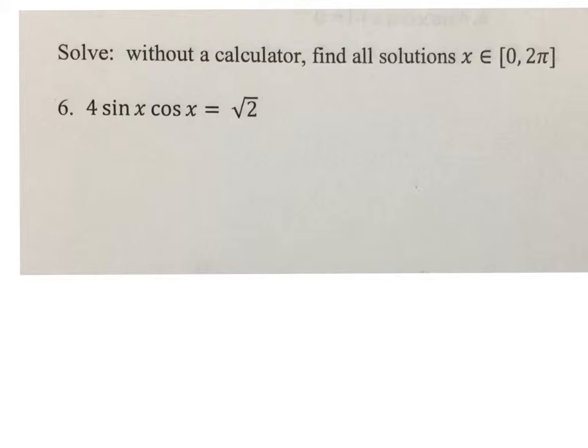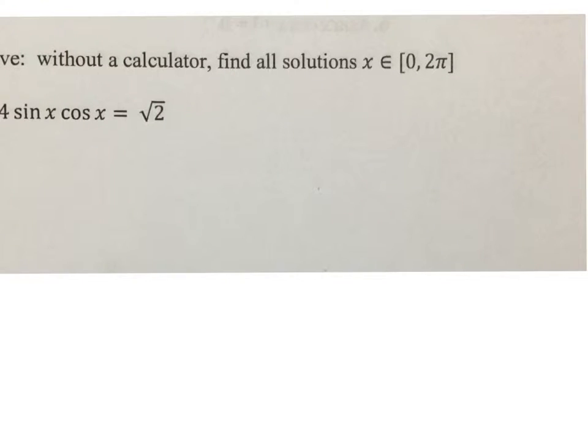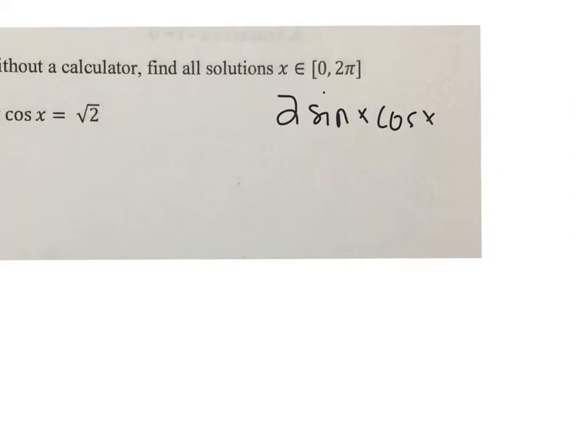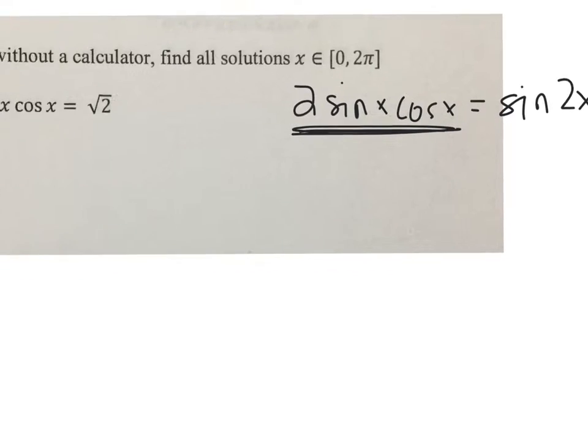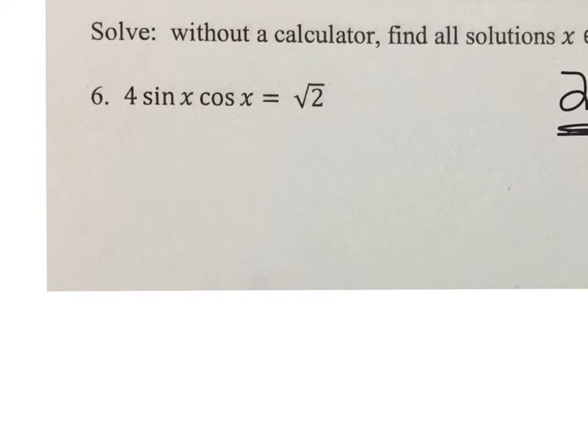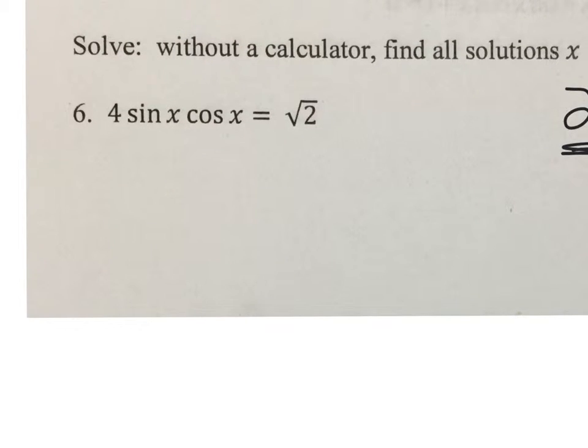The one we're going to use is the fact that 2 sine of x cosine of x equals sine of 2x. That's the double angle identity we're going to use because it has a product of sine and cosine in it. Now the only problem here is I don't have 2 sine cosines, I have 4 sine cosines. Which isn't very hard.